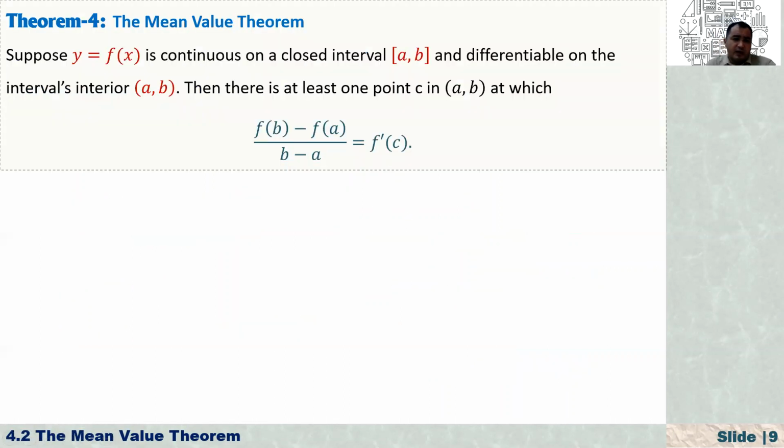Now let's move to our main theorem here. That's the mean value theorem, which we're going to use very frequently from now on, especially in integrals. The mean value theorem says that, suppose f of x is continuous on a closed interval [a, b] and differentiable on the interval's interior (a, b). If we have these two conditions, then there is at least one point c in (a, b) at which f prime of c is equal to f of b minus f of a over b minus a.